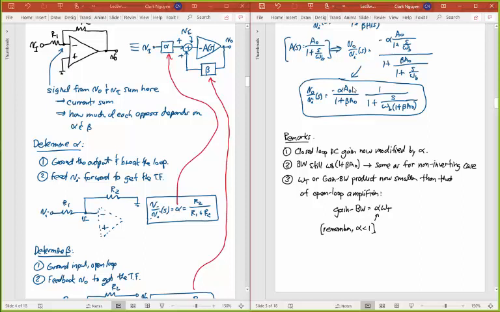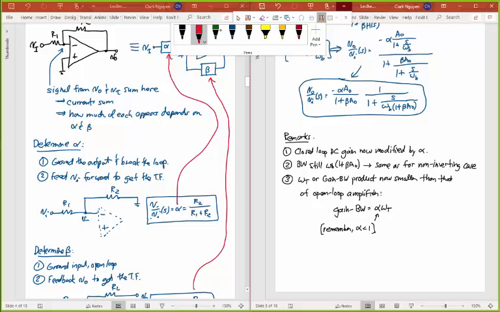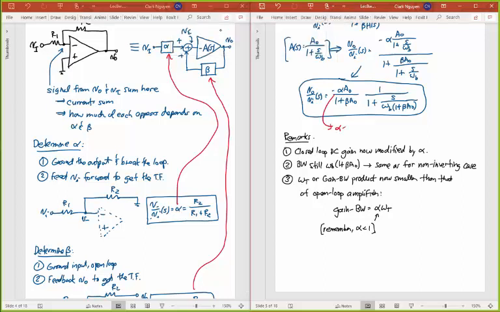Our gain is now modified by this alpha, and remember this alpha here, because it's a voltage divider, here it is right here on the left side, that's going to be less than 1. So let me write that down. This alpha is less than 1. So in fact, this inverting amplifier is going to have a smaller gain than my non-inverting amplifier, and that means its gain bandwidth product, alpha times omega t, is going to be smaller.